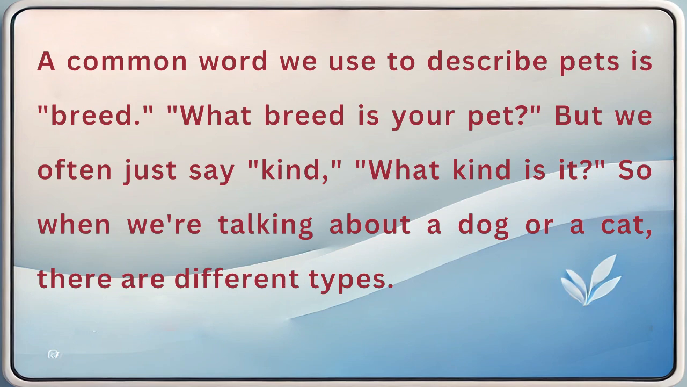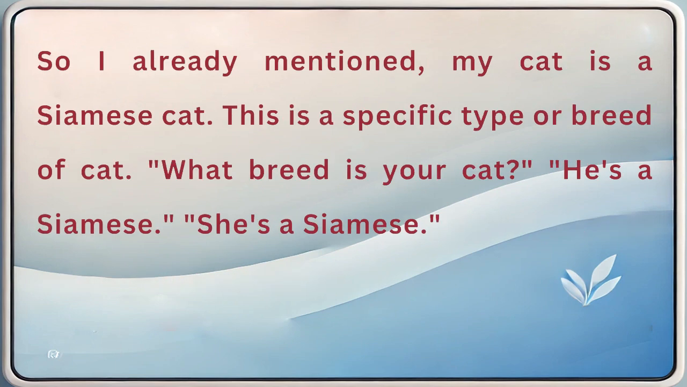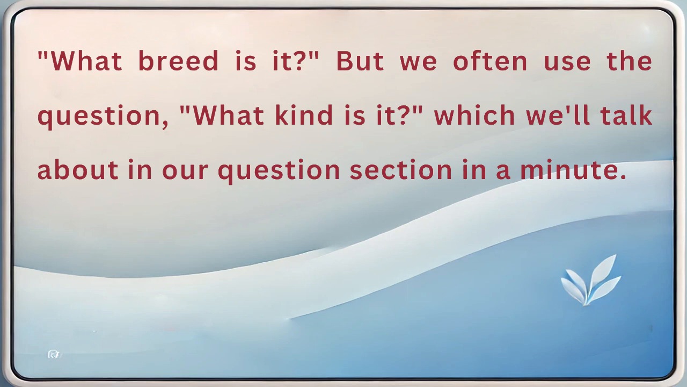What kind is it? So when we're talking about a dog or a cat, there are different types. So I already mentioned my cat is a Siamese cat. This is a specific type or breed of cat. What breed is your cat? He's a Siamese. She's a Siamese. What breed is it? But we often use the question, what kind is it? Which we'll talk about in our question section in a minute.